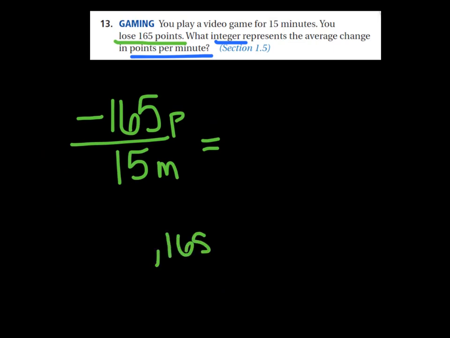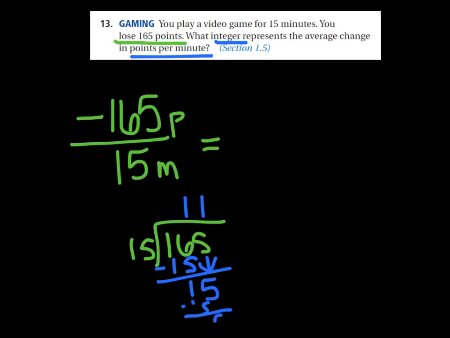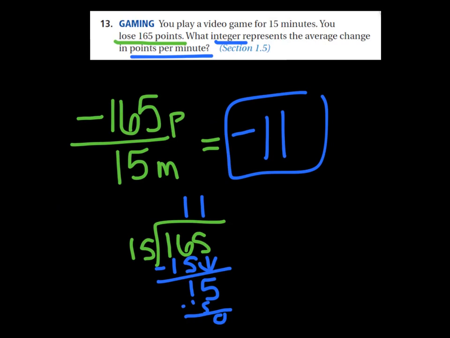So I'm going to do 165 divided by 15. 15 goes into 16 once. Subtract, bring down my 5. 15 goes into 15 once. And we get 0. Okay, down at the bottom, so I know I'm done. Negative 165 divided by 15 is negative 11 because we had a negative divided by a positive. So what does that mean in terms of this problem? Well, if you're playing a video game, you lost 11 points per minute. And this is the integer that would represent that.